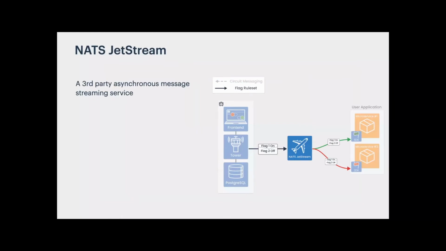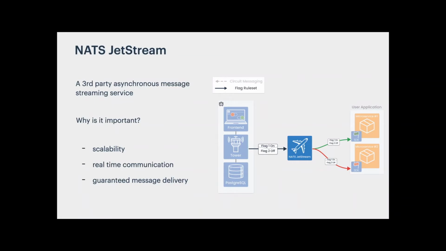Now we're going to move on to another main component of the Tailslide architecture. That is the NATS Jetstream. This is a third-party asynchronous message streaming service. It's a key piece of Tailslide because we envision this system as being able to accommodate many different user microservices. As the number of microservices plugged into Tailslide increases, so does the traffic between those microservices and the feature flag information stored in the tower. We need NATS as a way to decouple the microservices from the tower application to keep Tailslide very scalable.